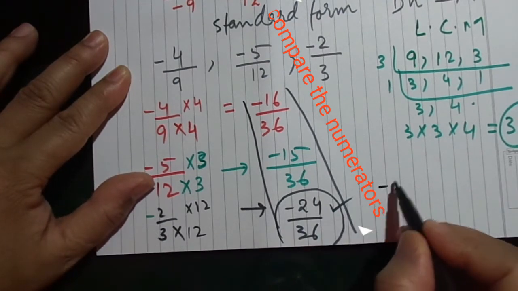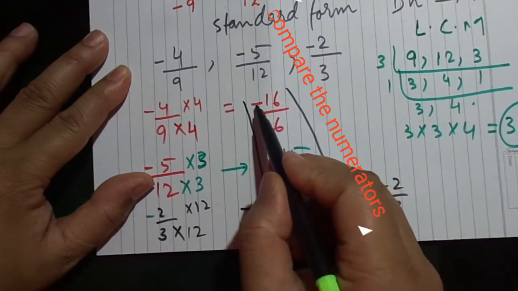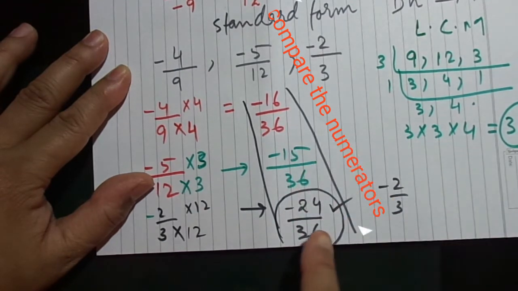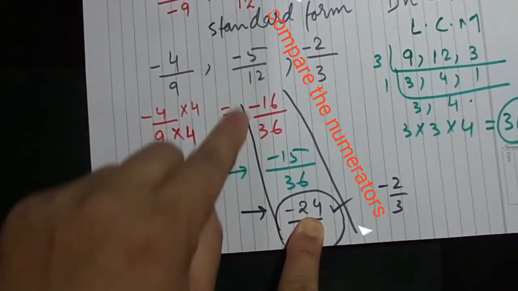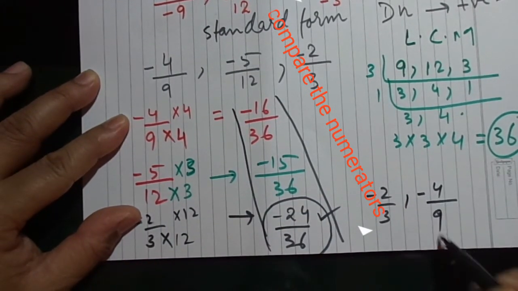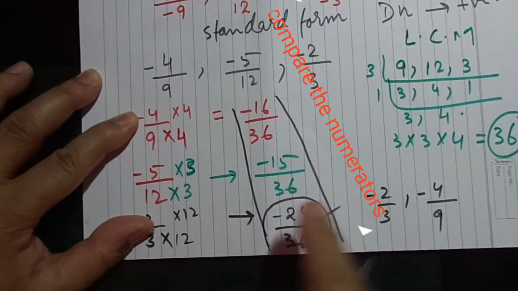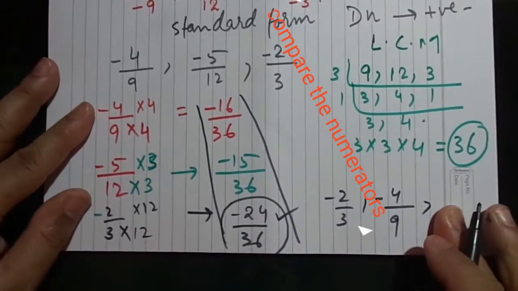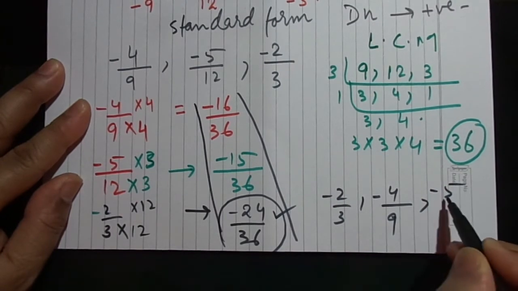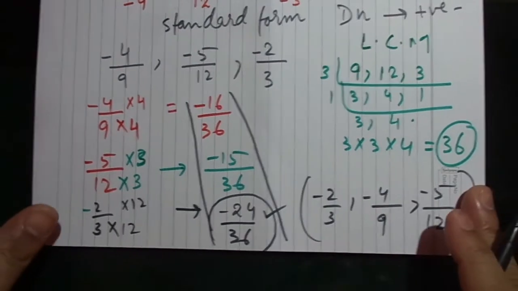I'll write minus 2 by 3. Then, after this, minus 16 by 36 is just bigger than this. Therefore, it will be minus 4 by 9, while the biggest of all is minus 15 by 36. So I will be writing minus 5 by 12. So this is how we have arranged this in ascending order.